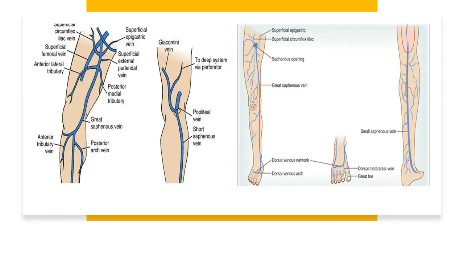Now, in this diagram, we see the great saphenous vein before it empties into the common femoral vein at the groin. It receives many important branches. Okay?